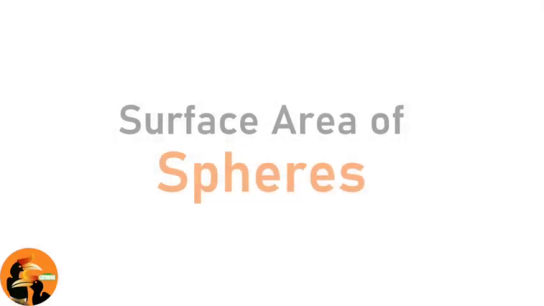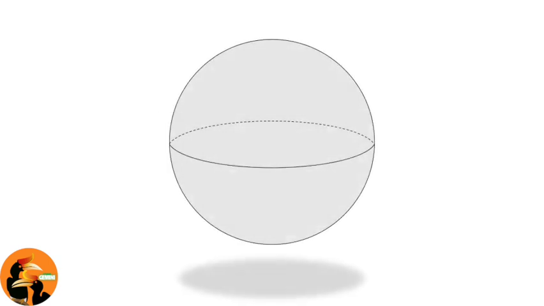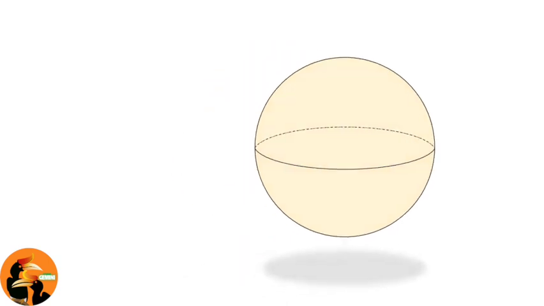First, what is a sphere? A sphere is a round, solid figure that looks like a ball. Like other three-dimensional figures, spheres have surface area, which is the total area that covers the outer surface of the sphere. Let's see how we can find this surface area.